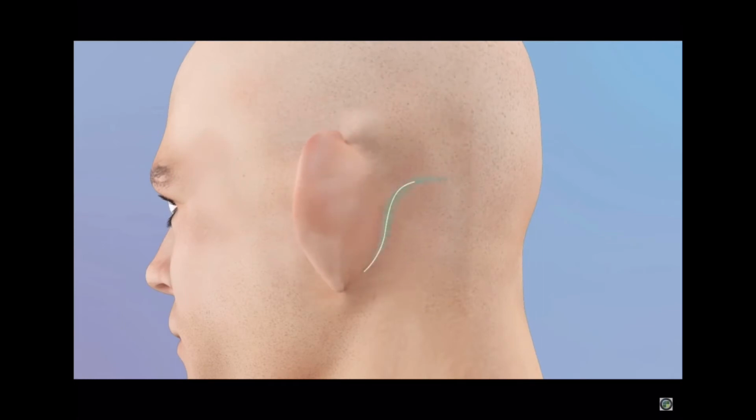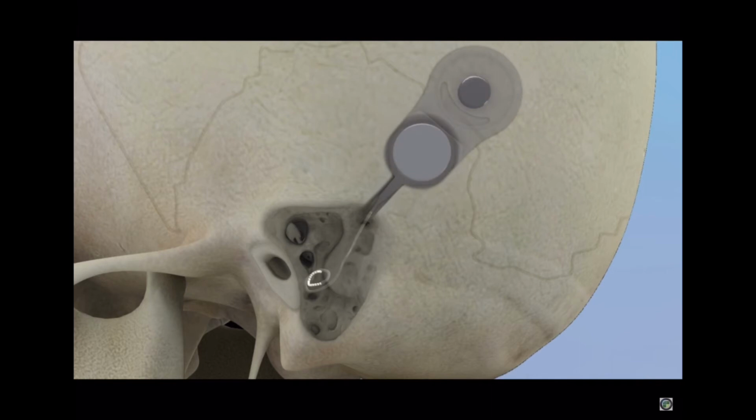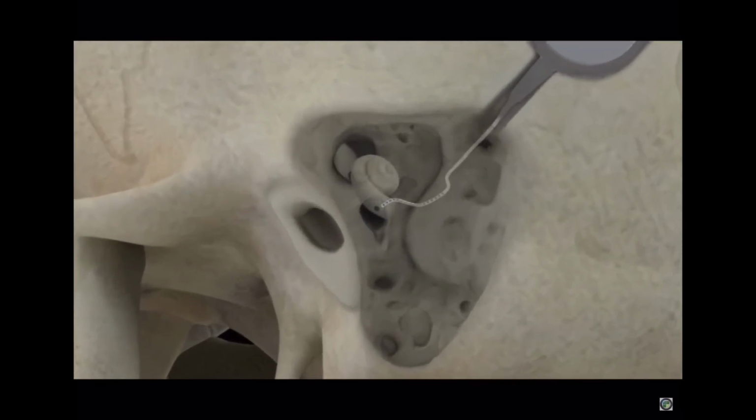During the surgery, an incision is made to expose the mastoid bone behind the ear. The bone is removed to where it connects to the middle ear. A channel is drilled into the bone where the implant will sit. Then an electrode array is threaded into the structure of the ear called the cochlea.